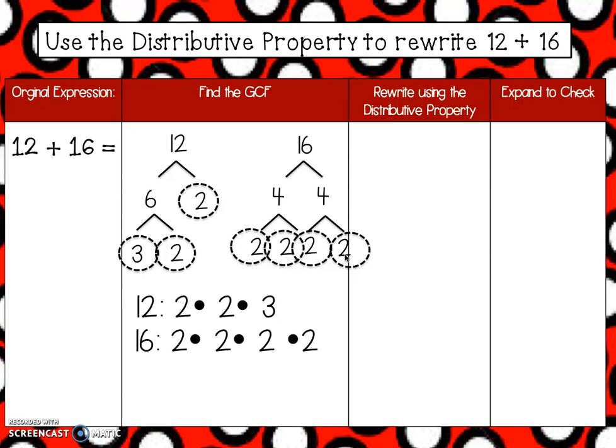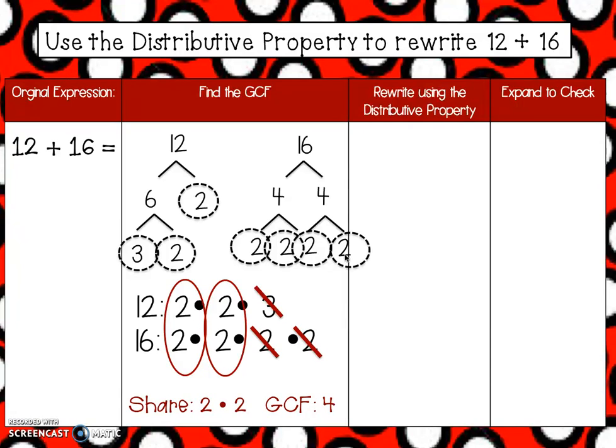Okay, so to figure out what the GCF is, we figure out what they share. They share a 2, they share another 2, and then that's it. They don't share anything else. So when I write out what they share, I'm going to write that they share 2 times 2 and that the GCF is 4.